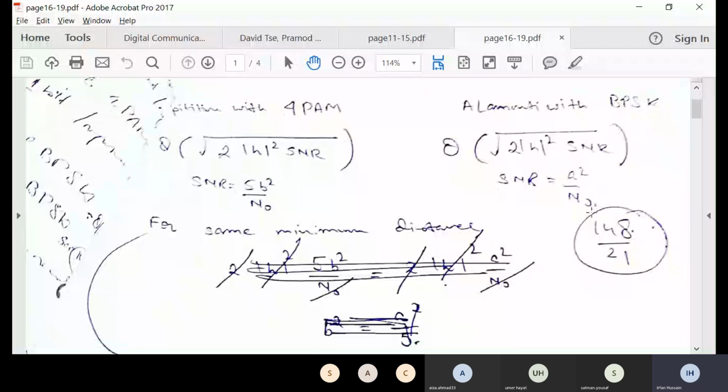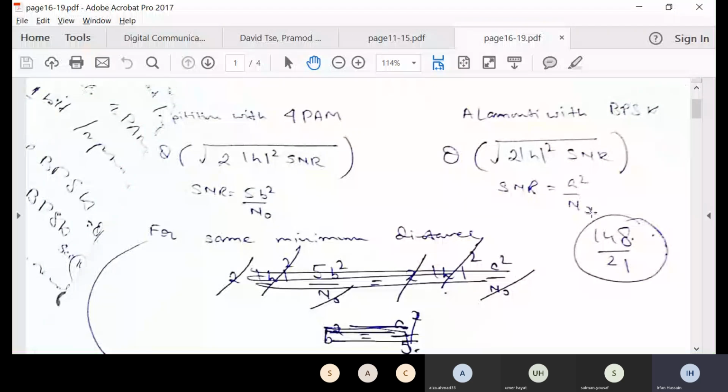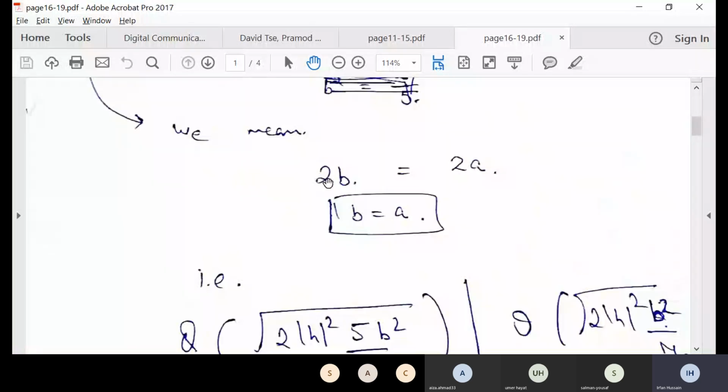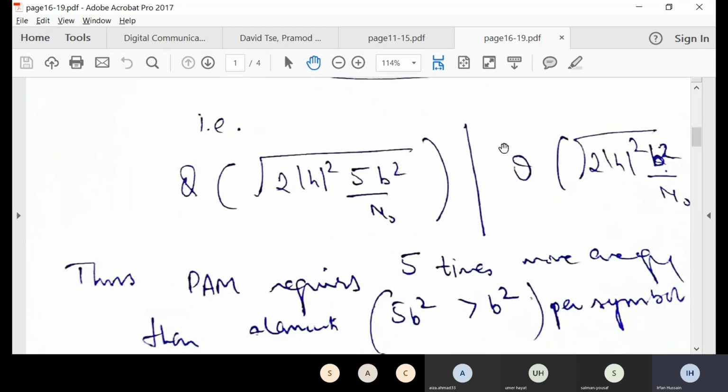Same minimum distance is actually that the distance, what was the distance in BPSK? If you remember, in BPSK you had minus A, plus A, distance was 2A. And minimum distance in PAM was either between minus 3B and minus B, or between minus B and plus B, or between plus B and 3B, which was again 2B. So if I want to have the same distance, I must have these two equivalent. I must have B equal to A.